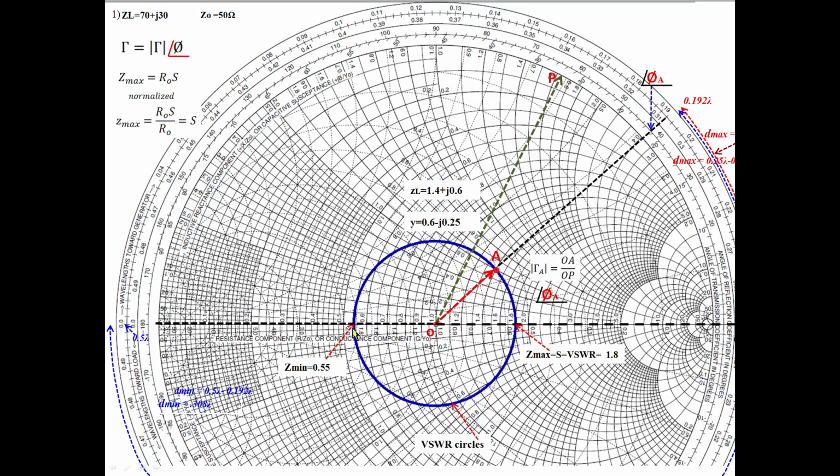Here you stop, read the impedance at this position. That is the minimum impedance. But it is not equal to VSWR, it is the minimum impedance. What is that value here?